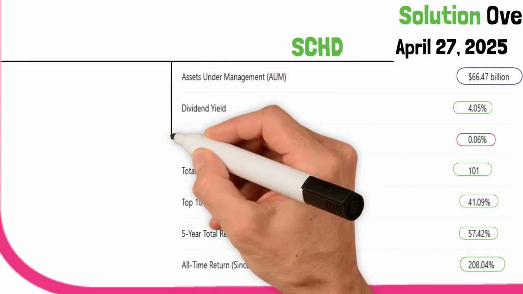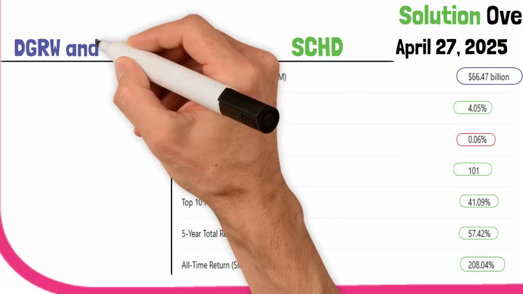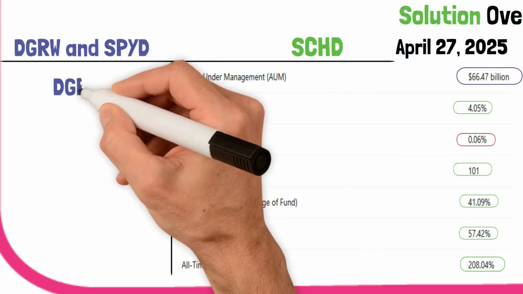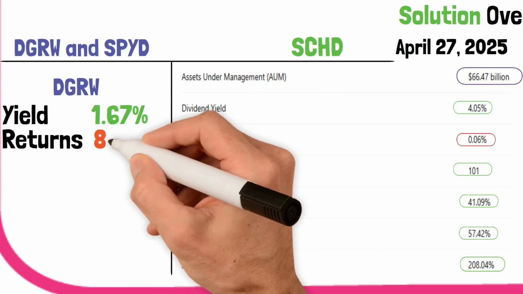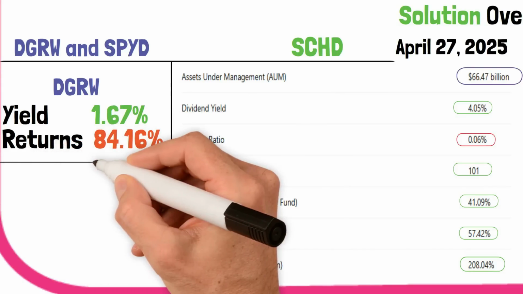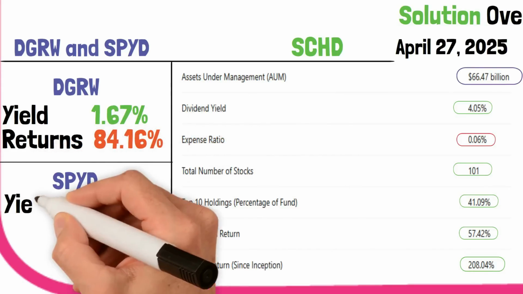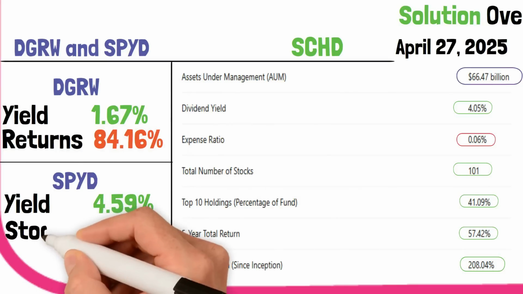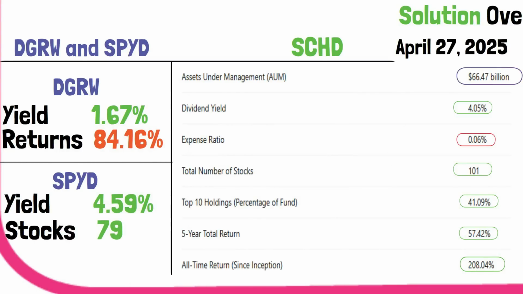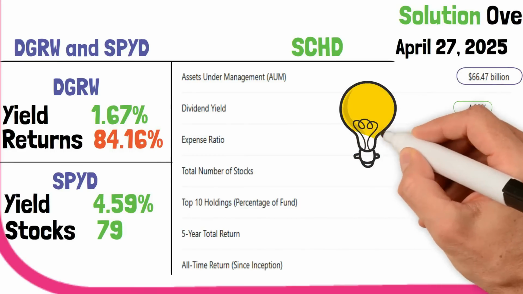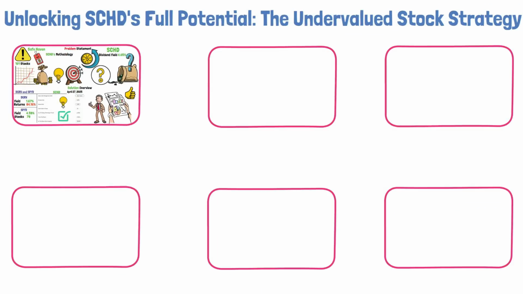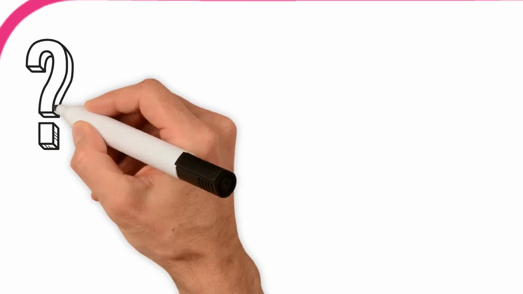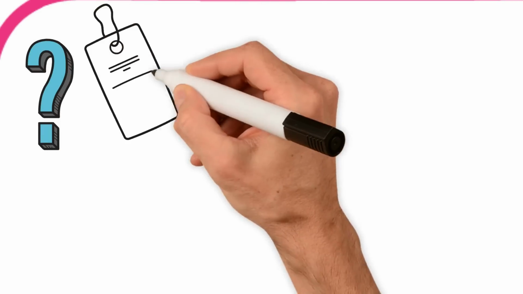When we compare this to alternatives like DGRW and SPYD, we can see significant differences in approach. DGRW has a much lower yield at 1.67%, but has delivered higher 5-year returns at 84.16%. Meanwhile, SPYD offers a higher yield at 4.59%, but has fewer holdings at 79 stocks and less concentration in its top positions. To truly understand where the opportunities lie within SCHD, we need to dig deeper into its holdings, sector allocations, and methodology. Let's break down how SCHD works and identify where the most significant undervaluation exists among its holdings.